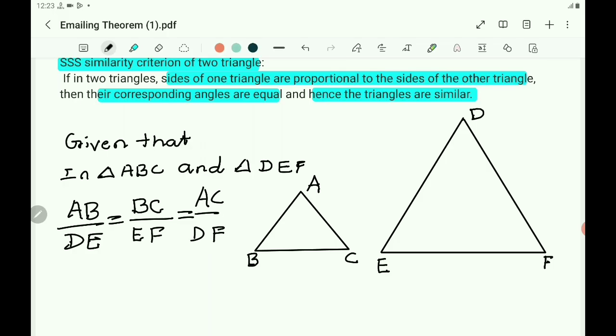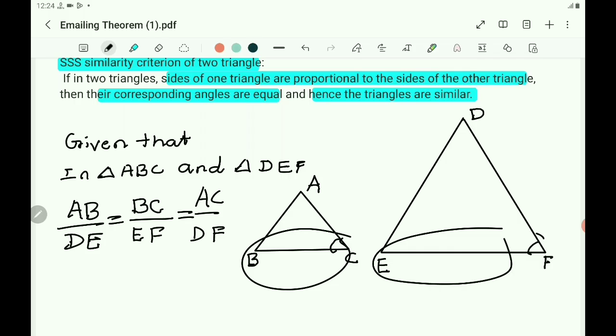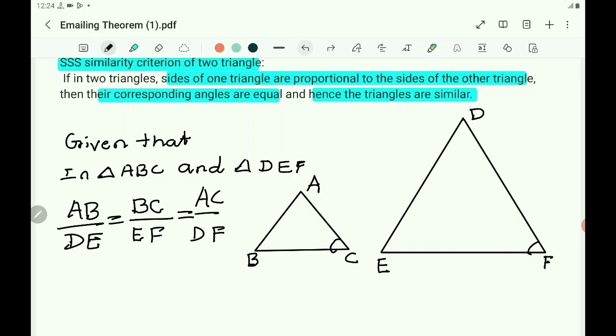What we have to prove? We need to prove that their corresponding angles are equal. Their corresponding angles are equal means, corresponding angle that you can write: angle A and angle D are opposite to BC and EF. So they become the corresponding angles.